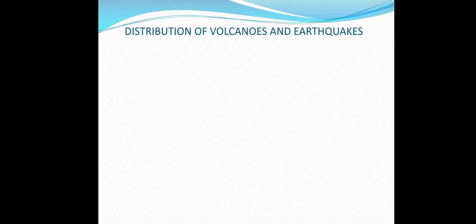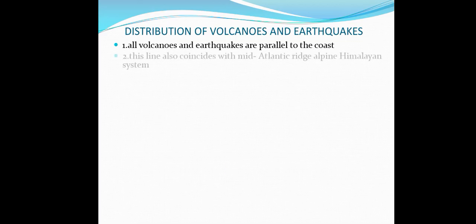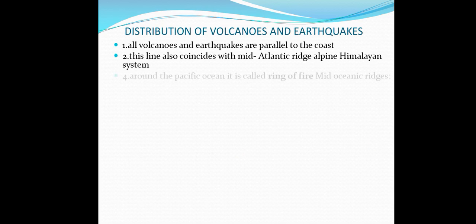Now, distribution of volcanoes and earthquakes. All volcanoes and earthquakes are parallel to the coast. This line also coincides with the mid-Atlantic ridge and the Alpine-Himalayan system. Around the Pacific Ocean, it is called the ring of fire.